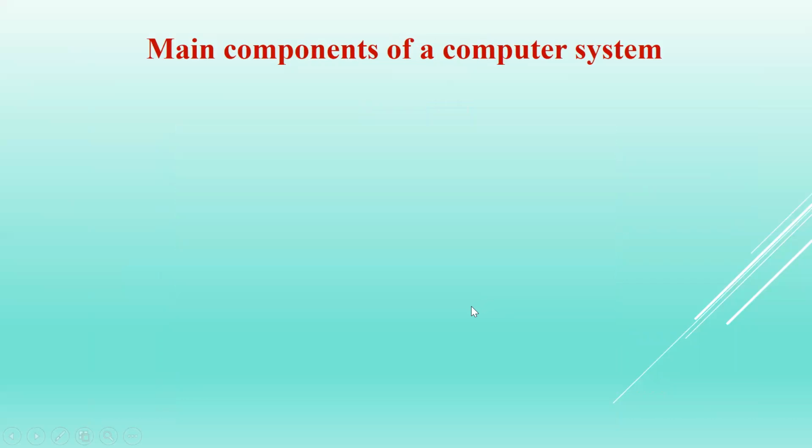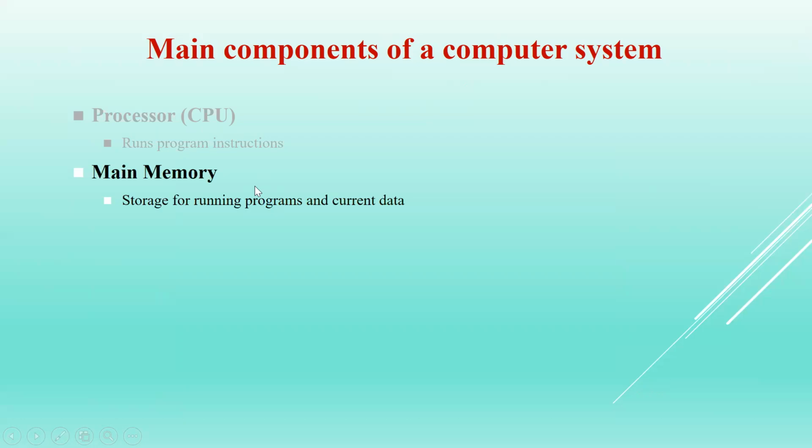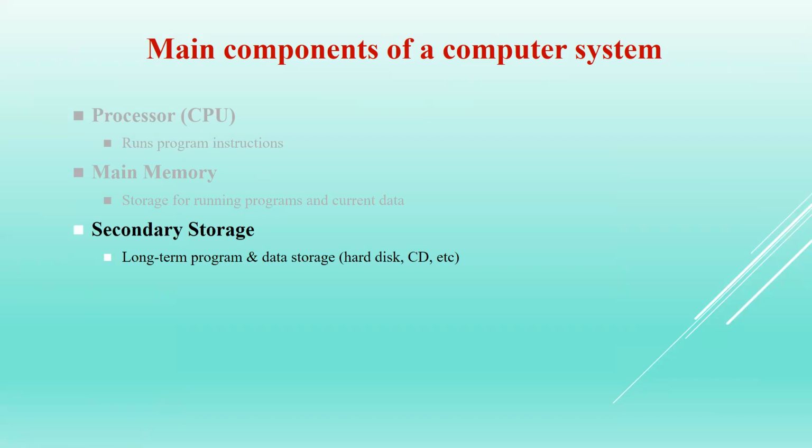Now, let's talk about the main components of a computer system. The main component, I think all of you know, the brain of the computer, is our processor. It's called the CPU. It runs program instructions. The next one is our main memory. It's the storage for running programs and data. Then the next one is our secondary storage. It's long-term program and data storage, for example, hard disk, CD, and so on.